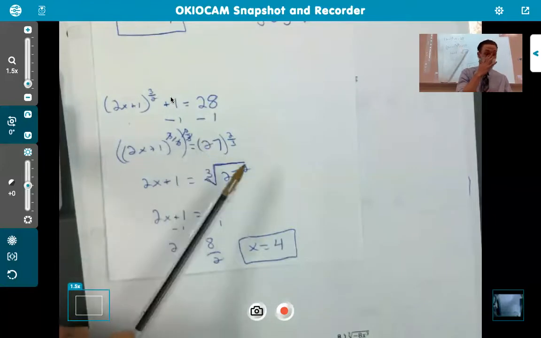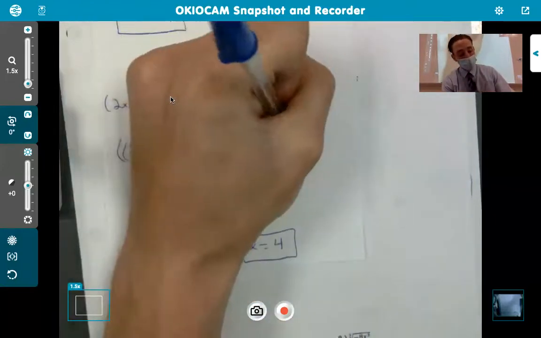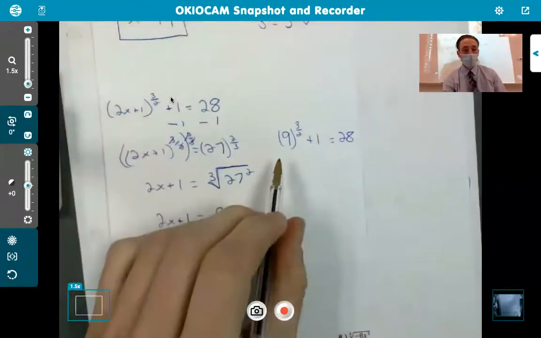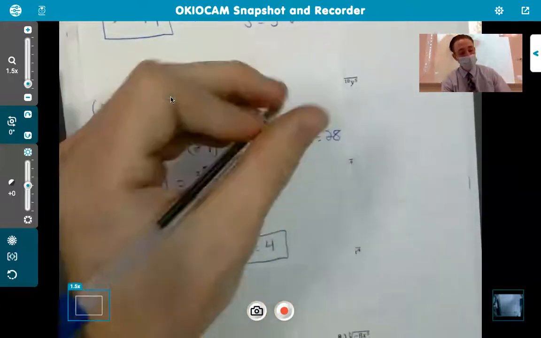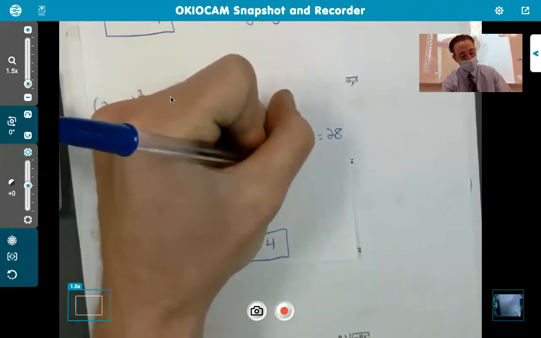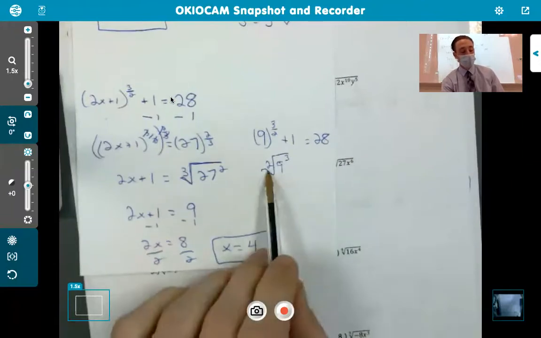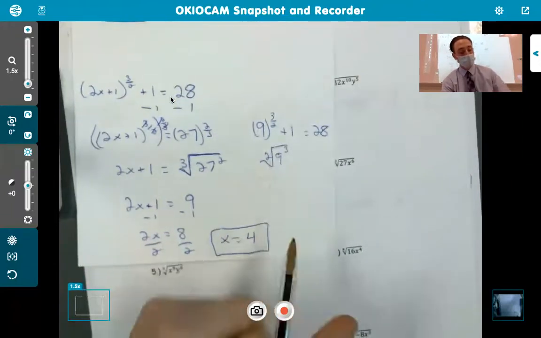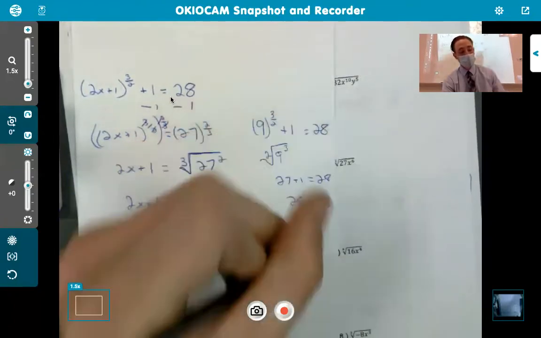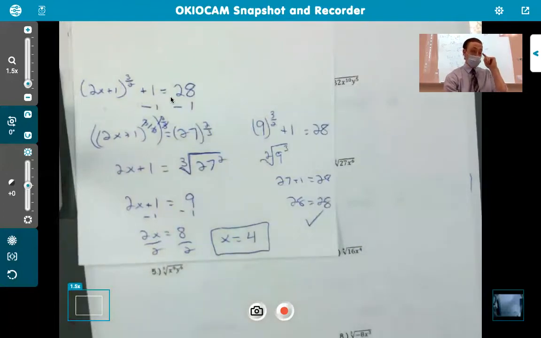In the second example, if you plugged in 4, you would have gotten 9 to the 3/2 power plus 1 equals 28. Well, 9 to the 3/2, after simplifying, is the same thing as the square root of 9 to the 3rd power. The root of 9 is 3, and 3 cubed is 27. You would have gotten 27 plus 1 equals 28. So 28 equals 28, and you would have gotten the right thing there. So make sure that if you have time, you go through and check your answers to each of those solutions also. All right? Everybody good with that concept?